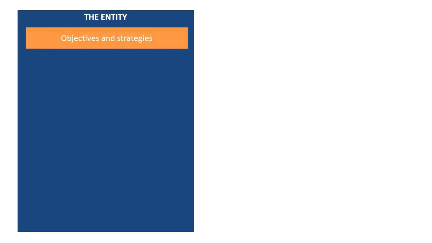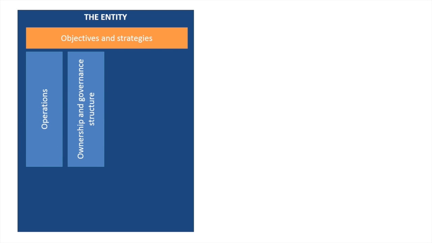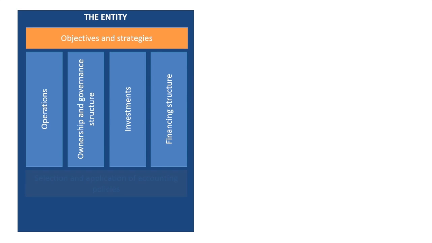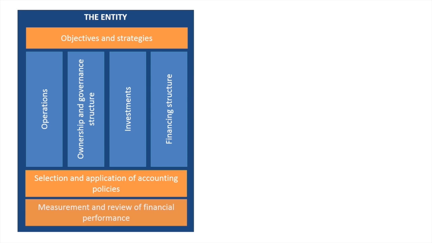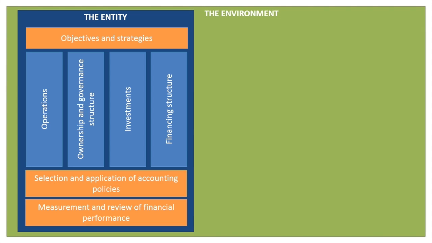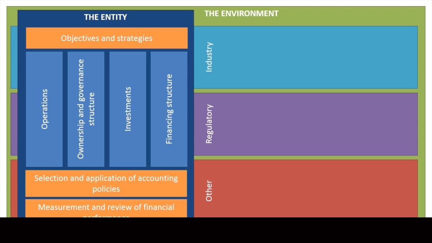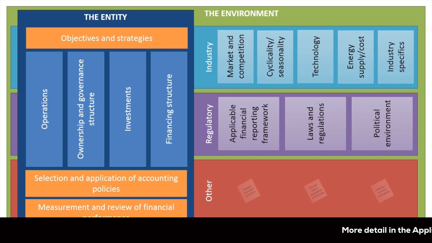It's got a mission statement and a plan to carry out that mission. These dictate the nature of its operations, how it's structured, what it invests in, and how it's financed. Management will select and apply accounting policies for the entity and measures used to evaluate the entity's performance. But the entity doesn't just operate in isolation. It exists in an environment, and the characteristics of that environment have a significant effect on the entity. ISA 315 Revised groups these characteristics into three facets: industry, regulatory, and other, and gives some examples of these.